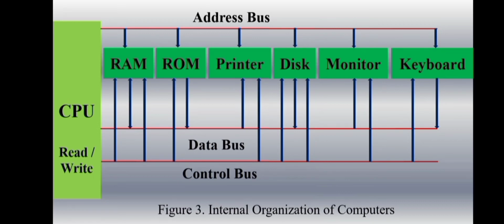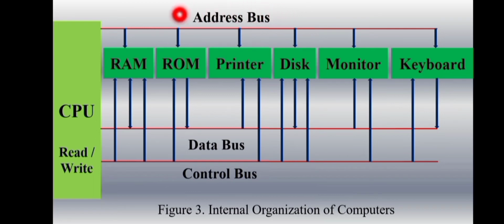Also, the processing power of a computer depends on the size of its buses. That is, an 8-bit bus can send out 1 byte at a time, whereas a 16-bit bus can send out 2 bytes at a time. Now come to address bus.